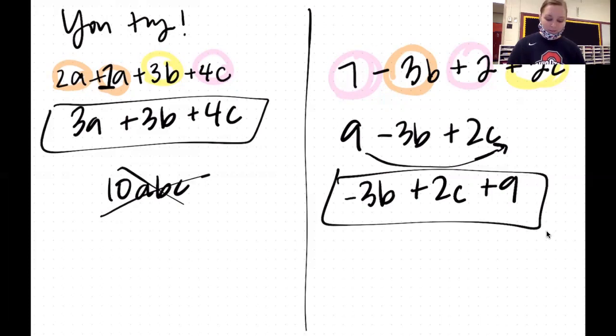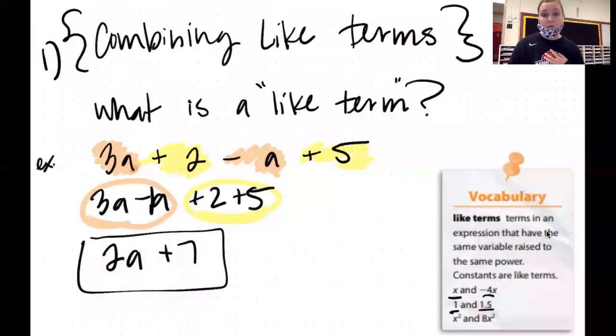Okay, that is simplifying or combining like terms.